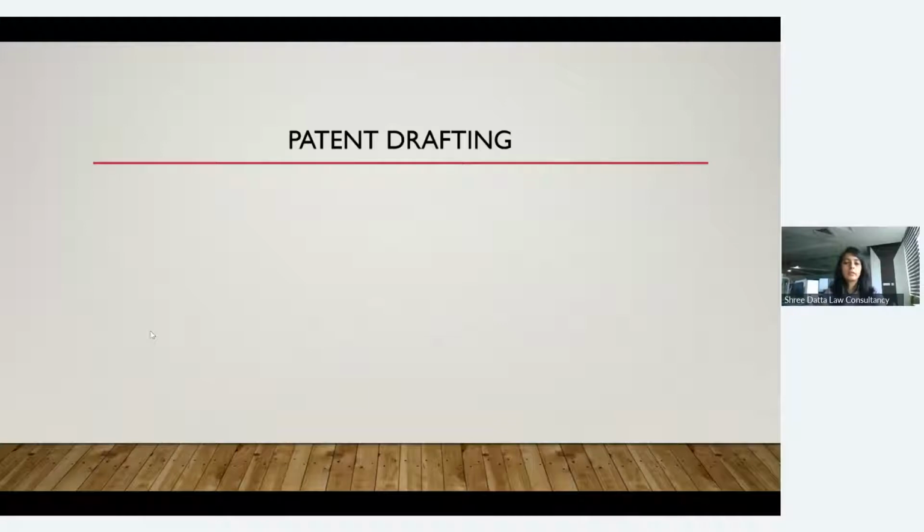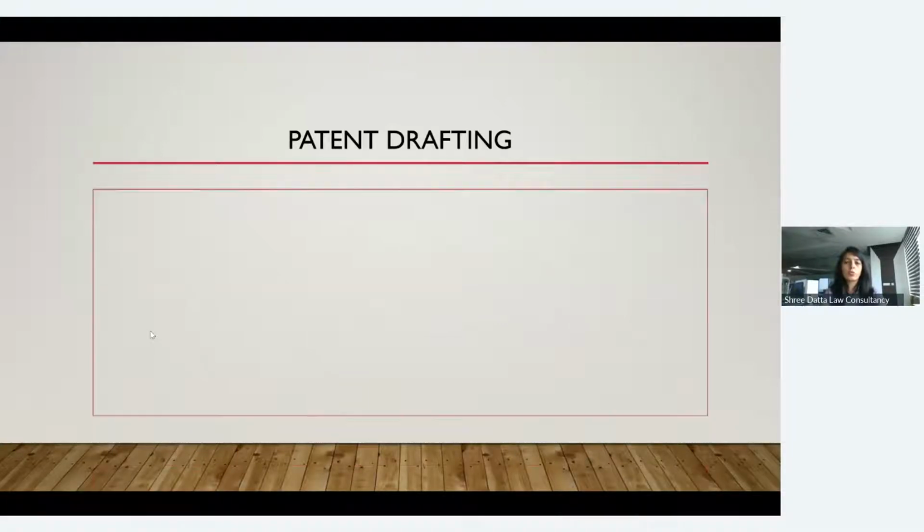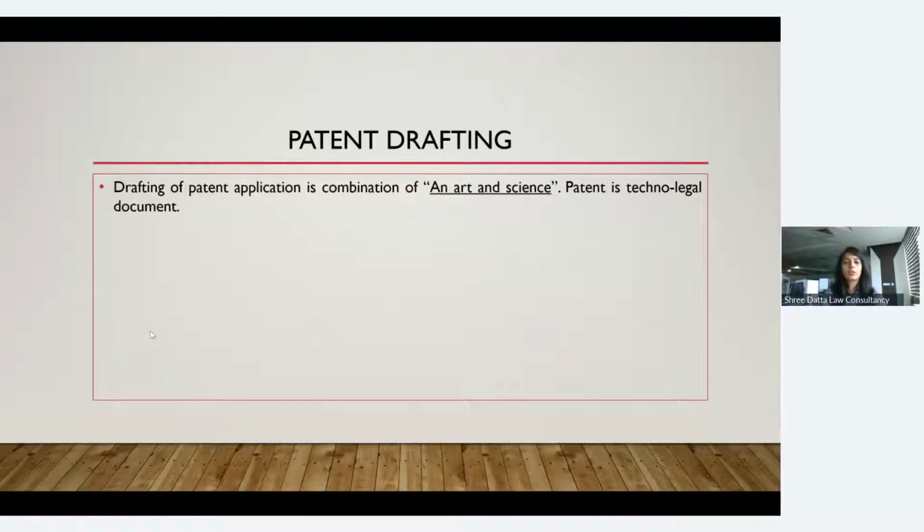Now the main topic of today's session is related to the patent drafting. So what is the patent drafting? Why are we calling it drafting? It's not patent writing, right? It's a similar word to writing, but it's drafting because it's a technological document which covers some of the technological concepts or language in the patents as well as the legal terminologies.